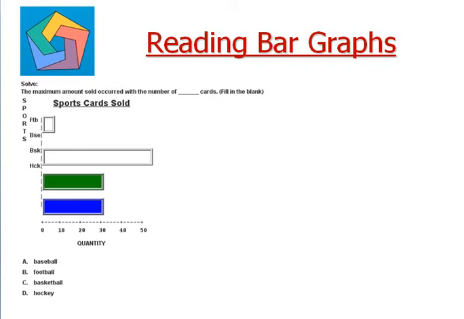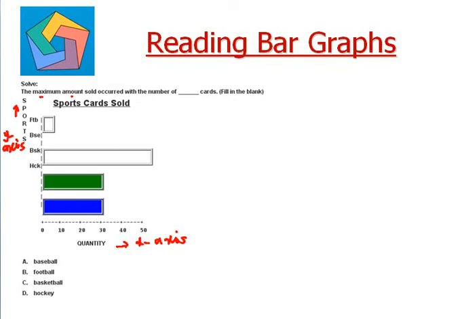Let us look at the problem. Solve. The maximum amount sold occurred with the number of dash cards. Now we need to know the maximum amount. Sports cards sold. This is y-axis where sports is represented, and this is x-axis where quantity is represented.